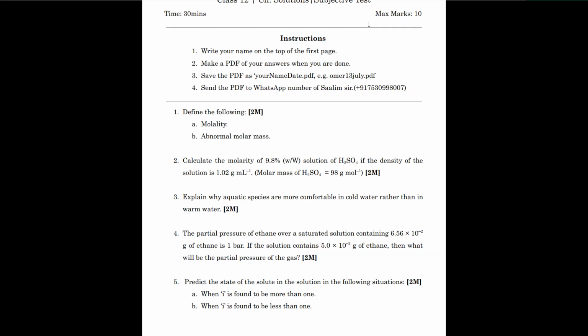One thing I want to tell you regarding the fifth question, please look at it, all of you. Predict the state of the solute in the solution in the following situations: when i is found to be more than 1 and when i is found to be less than 1. In this question, you have to tell whether the solute is associated or dissociated. That is it. So when it asks about the state of solute, it is asking whether it will be in associated form or in dissociated form. That is it from me. Now you can do the rest of the questions also.